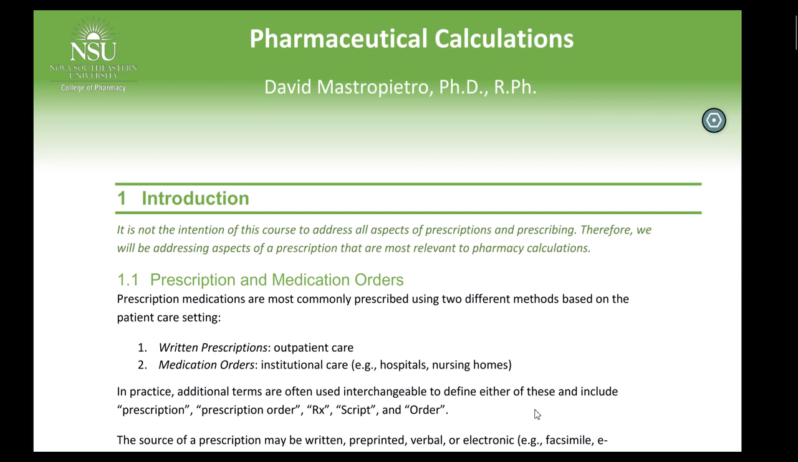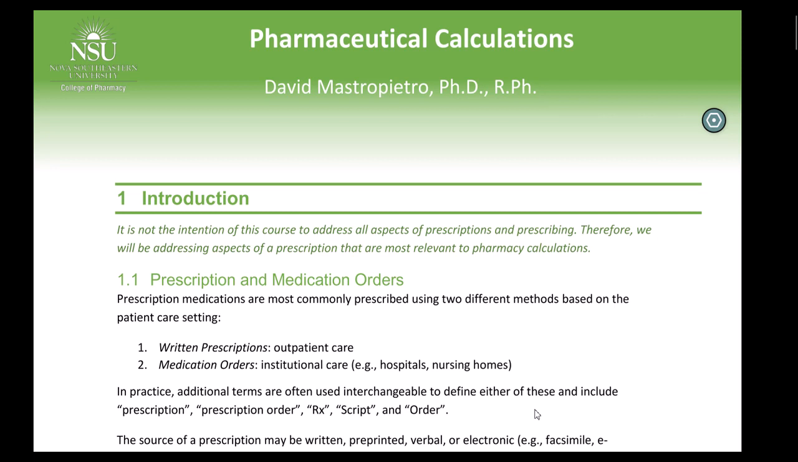So, keep in mind that prescriptions usually are given in two ways. You can get a written prescription that a patient will get from a prescriber, or you will see something typically in an institutional setting, which means that if you're in a nursing home or a hospital, you will see something called a doctor's order. These are the two familiar types that prescriptions are given, both the outpatient and inpatient setting.